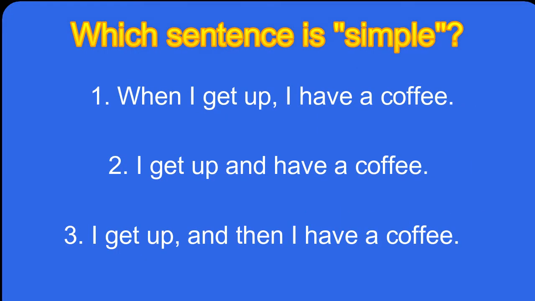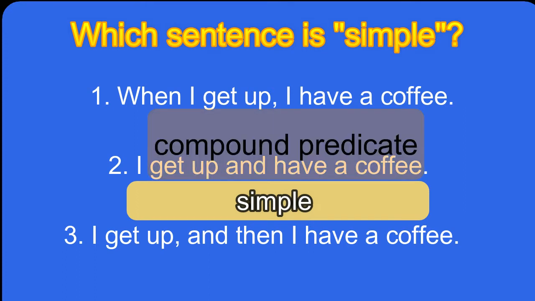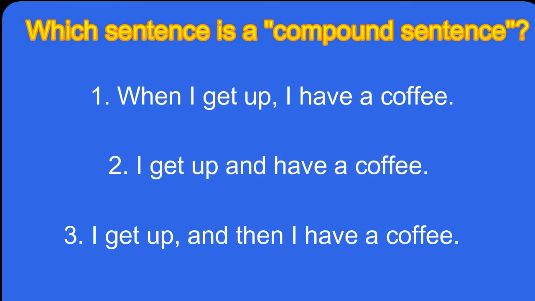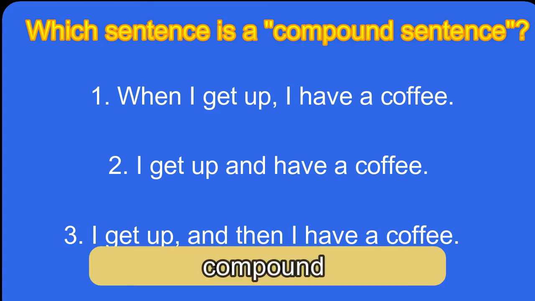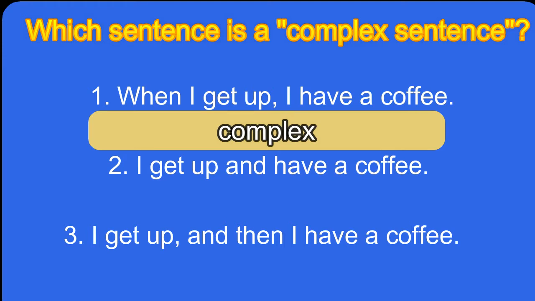Which sentence is simple? It only has one independent clause. So, number 2. Number 2 only has one independent clause. It has a compound predicate. Which sentence is a compound sentence? This one has 2 independent clauses, so of course it's number 3. The other one, number 1, obviously is a complex sentence. This one has one independent clause and one dependent clause. And it's time to look at the different sentence types in more detail.